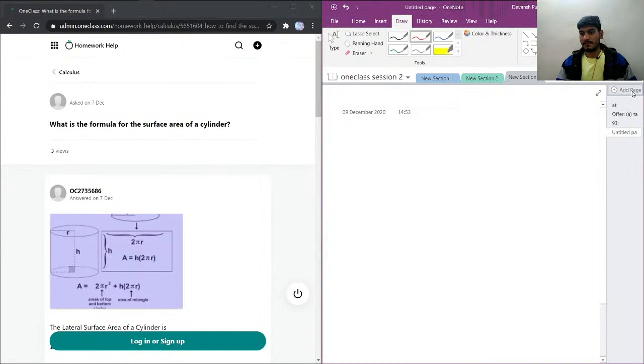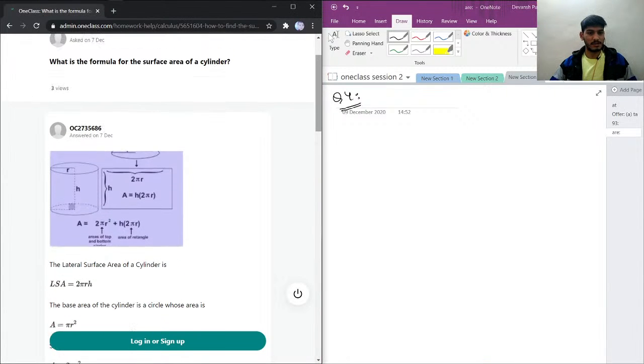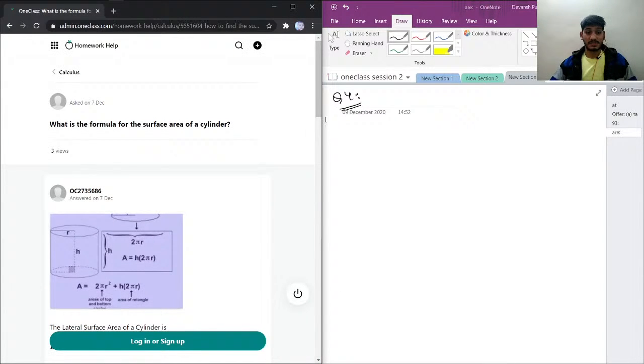Now we have question number 1, 2, 3, 4. This is going to be our question number 4, and the question is, what is the formula for the surface area of a cylinder? Okay, so the surface area of a cylinder. Basically, a cylinder is a 3D figure.